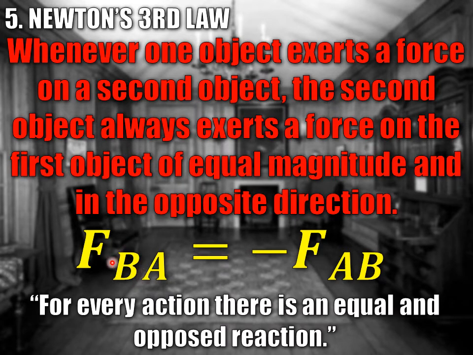But what you must understand is the objects that are interacting each experience their own force on them. Object B experiences a force from object A, and object A experiences a force from object B. The forces act on different objects. The net force on object B is the force from object A, and the net force on object A is the force from object B. They do not cancel out because they're acting on two different objects.